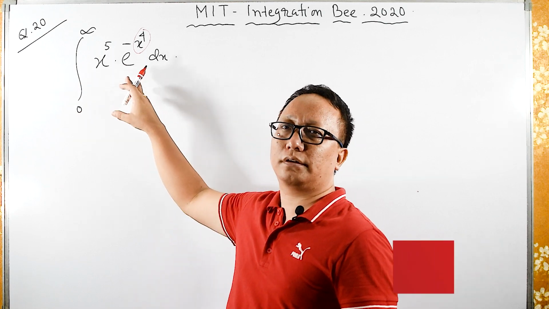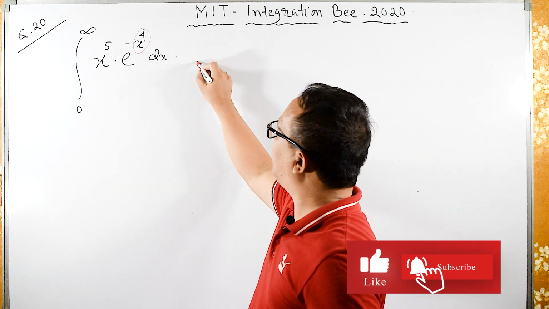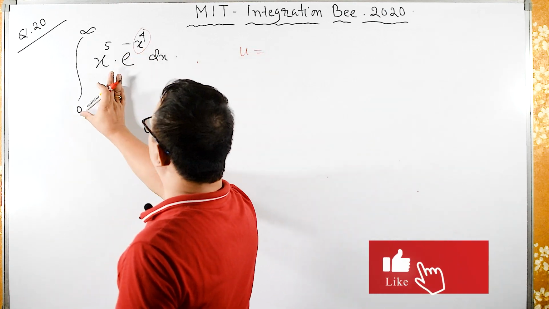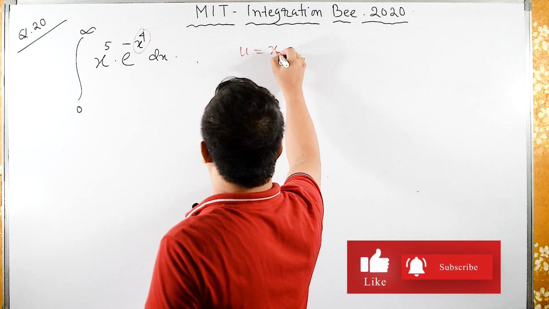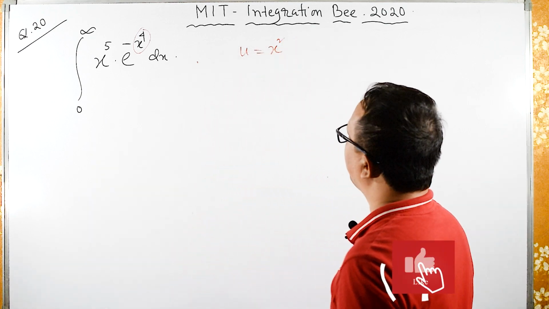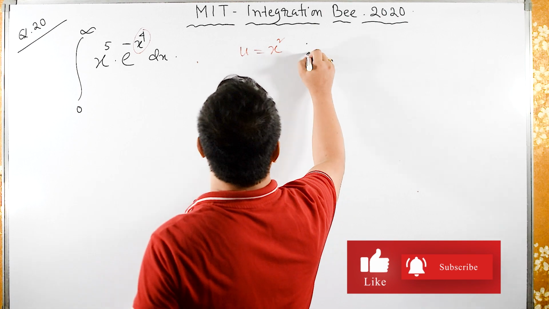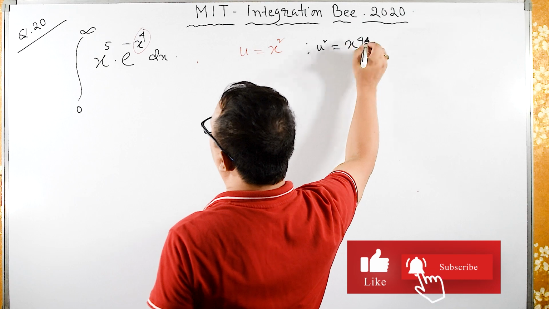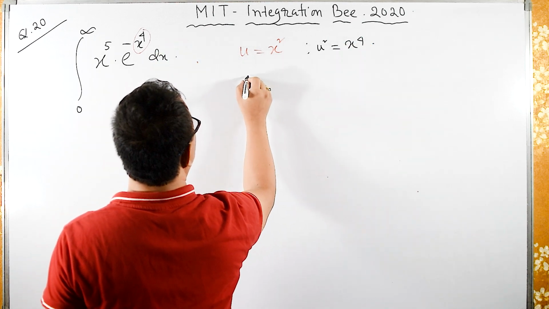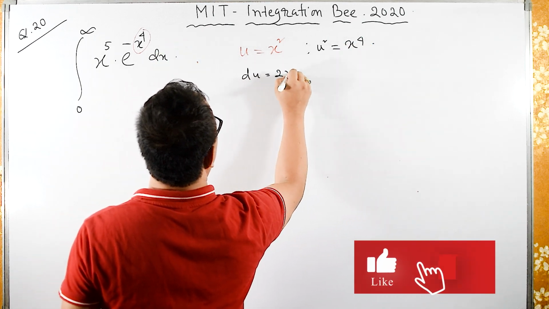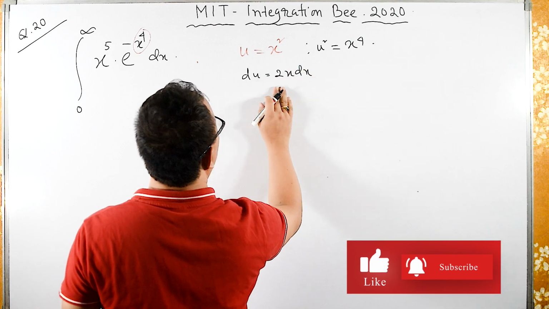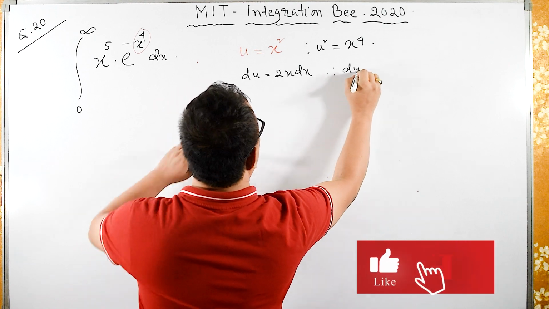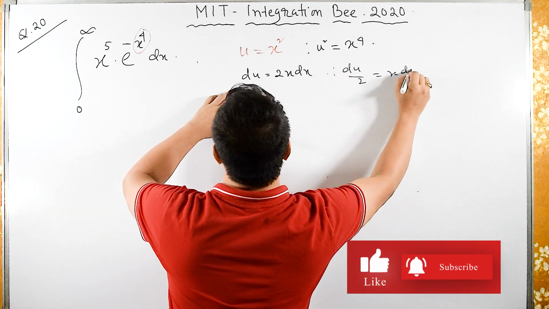I will use integration by parts. For that, I will substitute, trying to decrease the power, u equals x square. Squaring both sides, u square becomes x raised to 4. If I differentiate this, du becomes twice x dx. Therefore, du upon 2 equals x into dx.